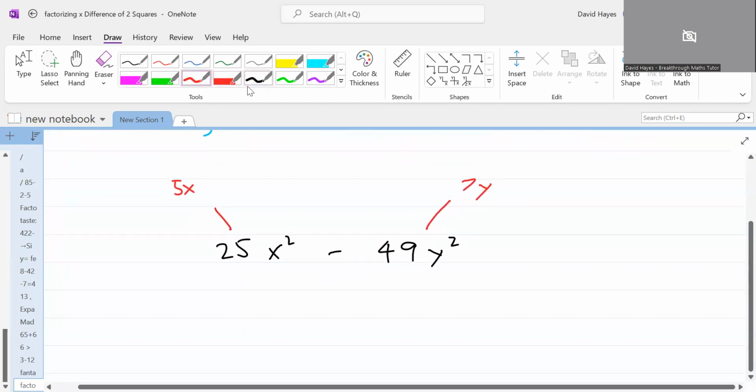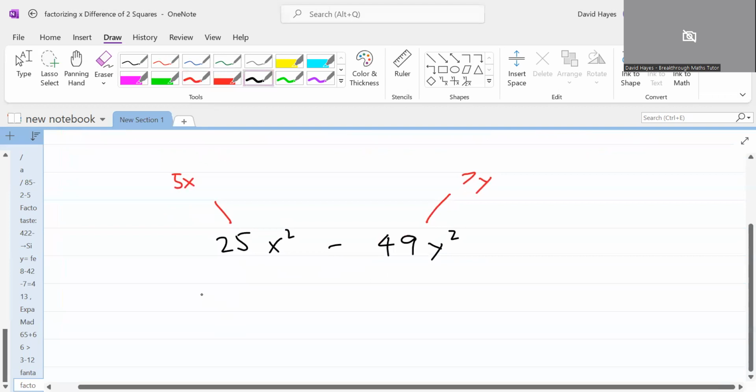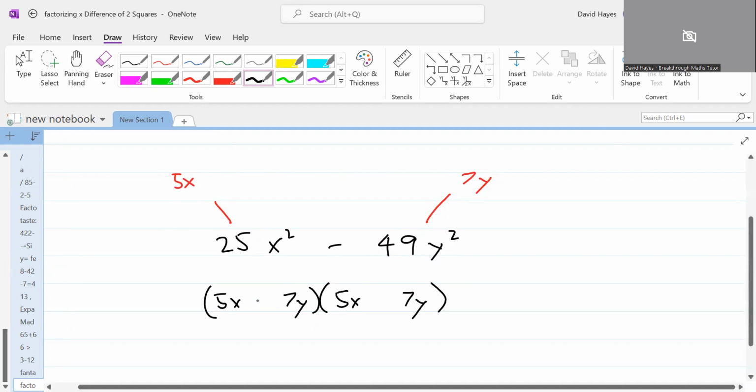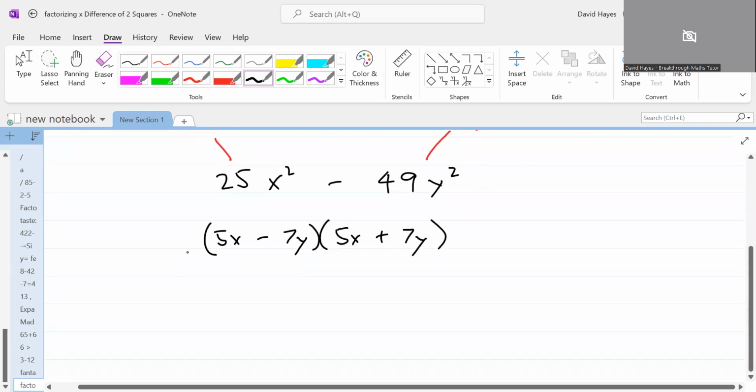Okay, and then to factorize it, we write it in terms of those square root values. So 5x is the square root of 25x squared. All right, two brackets. I put 5x at the front of both of them, but 7y, the square root of the second one, at the back of both of them. And then I put a minus in the first one, and I put a plus in the second one. And that is your answer.